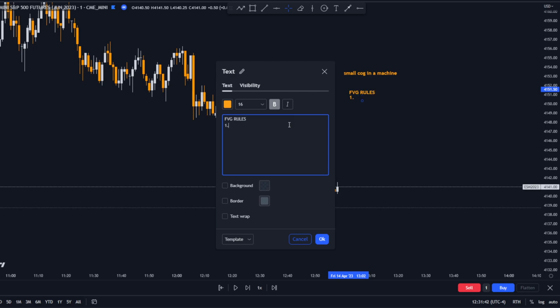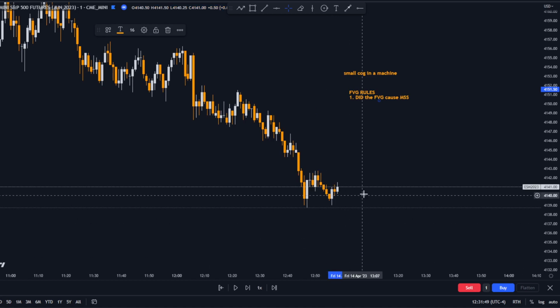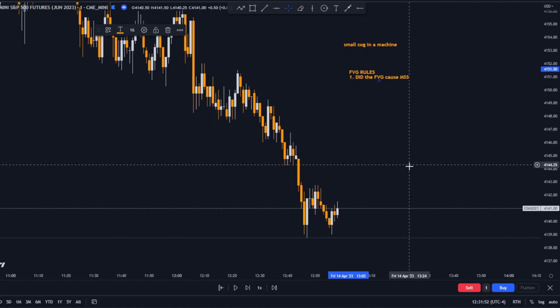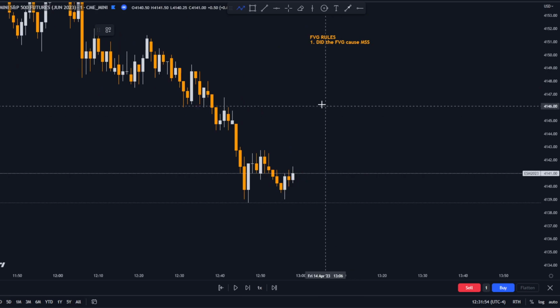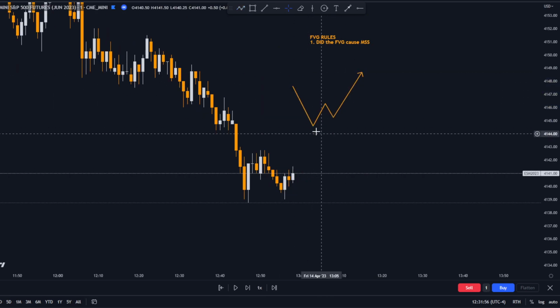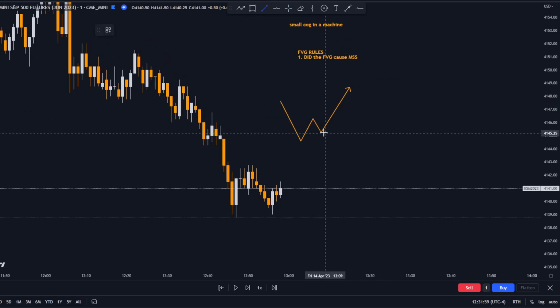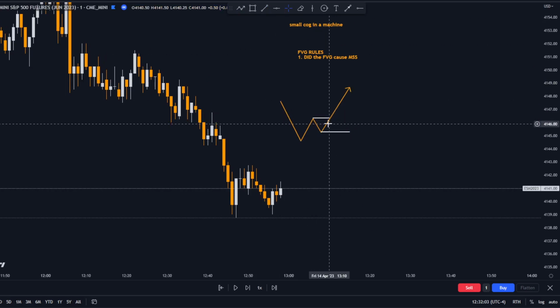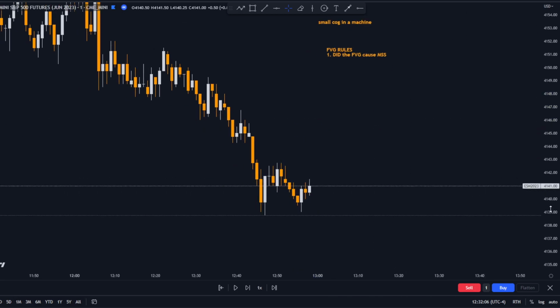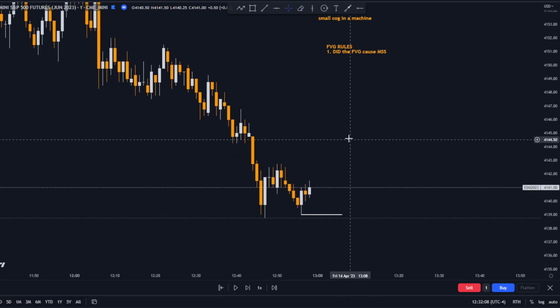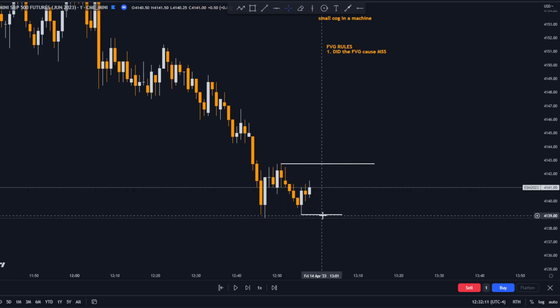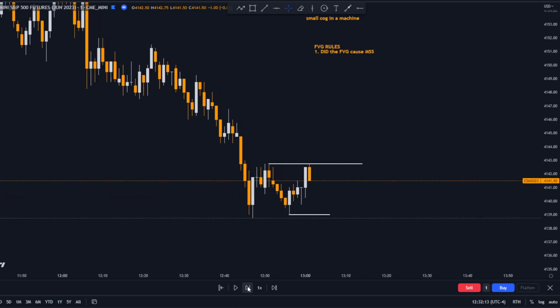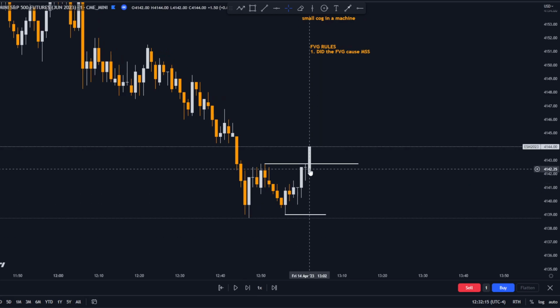So the first rule is, did the fair value gap cause market structure shift? What does this mean? Let me show you. Also, what is market structure shift? It's this right here. You get low, high, break of the high is market structure shift. It's this simple. So we have this low, this swing high. Now we want to wait for a break. So we got a break.